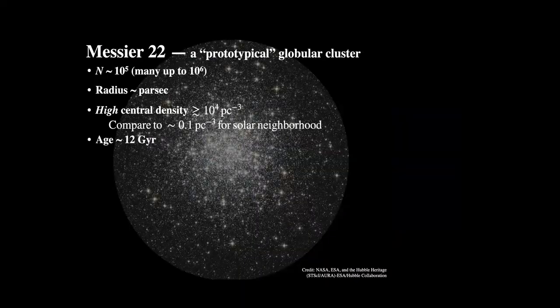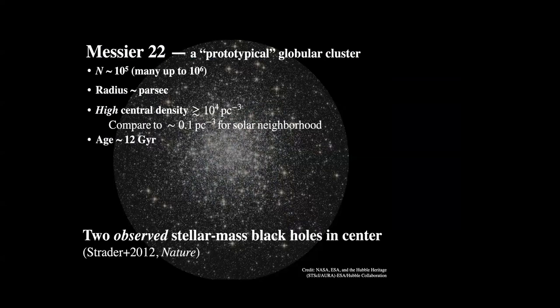So again, M22 is a very typical galactic globular cluster, and as best as we can tell from extragalactic cluster observations, this is also a very typical extragalactic globular cluster. So the one special feature about M22 that makes it unique, especially amongst the Milky Way, is that in its center, it's host to two observed stellar mass black holes.